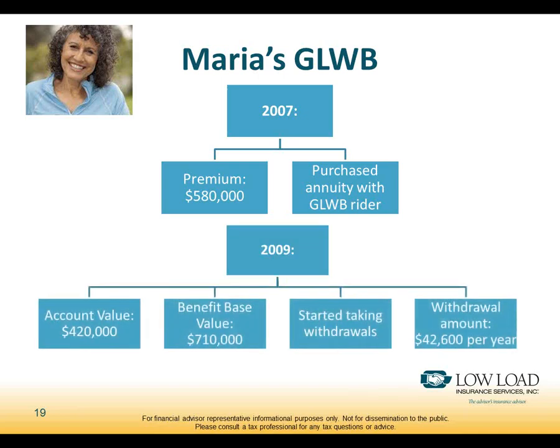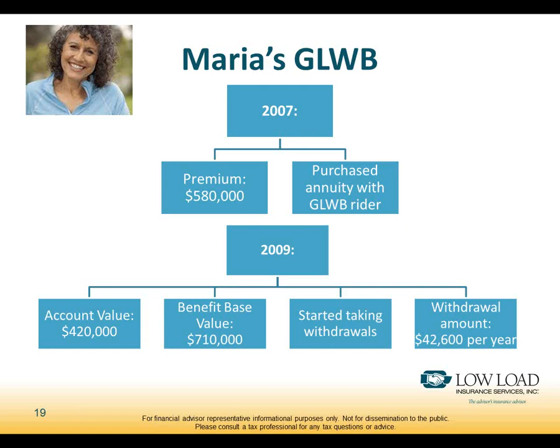So 2009 comes along. Her account value had shrunk down to $420,000, but her benefit base was $710,000. So now you're probably wondering, she put in $580,000, her account value went to $420,000, but her benefit base was $710,000. Well, she got into that annuity at the biggest up run in the market, and she had a couple of policy anniversaries in there that locked in those gains with that step up.